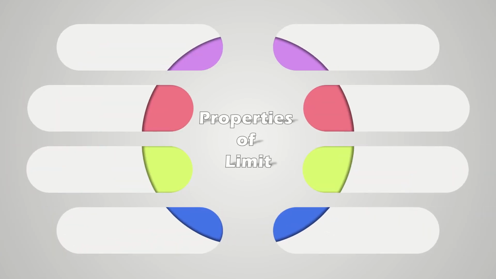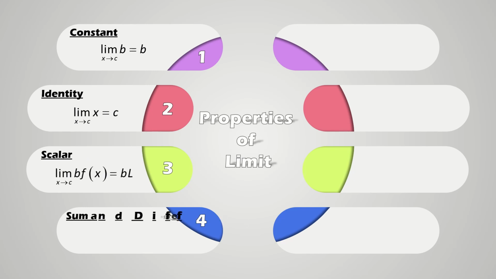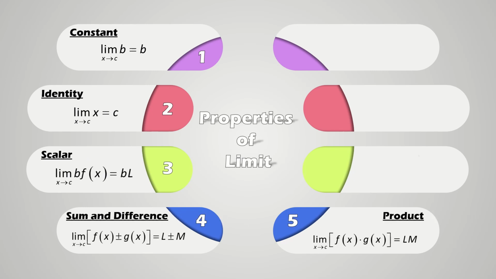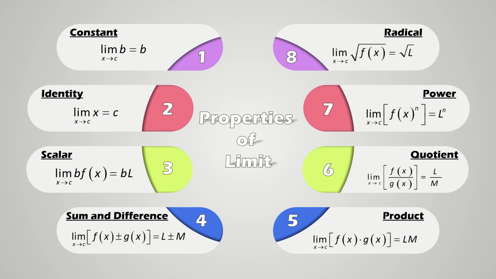In this limit properties video series, 8 limit properties will be covered for the entire series. These are constant, identity, scalar, sum and difference, product, quotient, power, and radical property of limit. For this sixth episode, the video is focused on the quotient property.